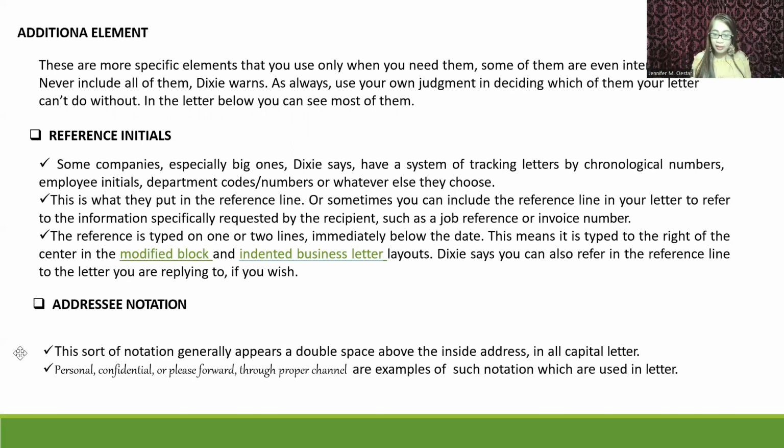So here are the rulings. Some companies, especially the big ones, have a system of tracking letters by chronological numbers, employee initials, department codes, numbers, or whatever else they choose. This is what they put in the reference line.